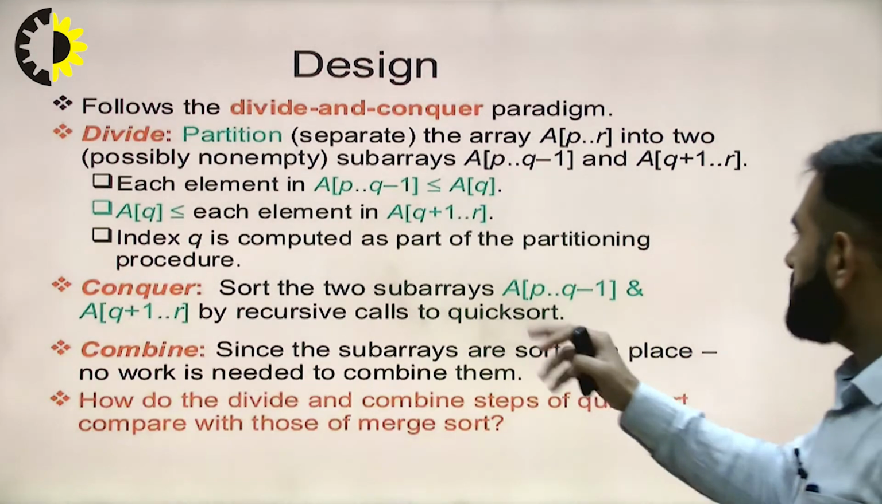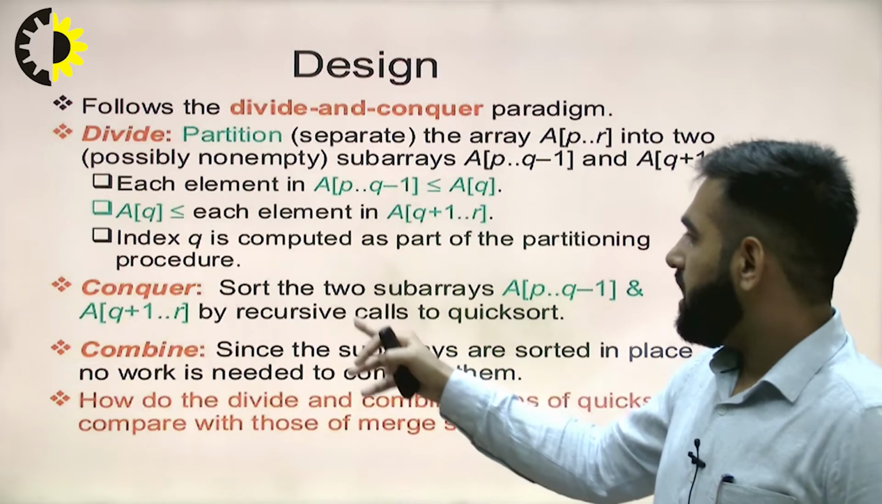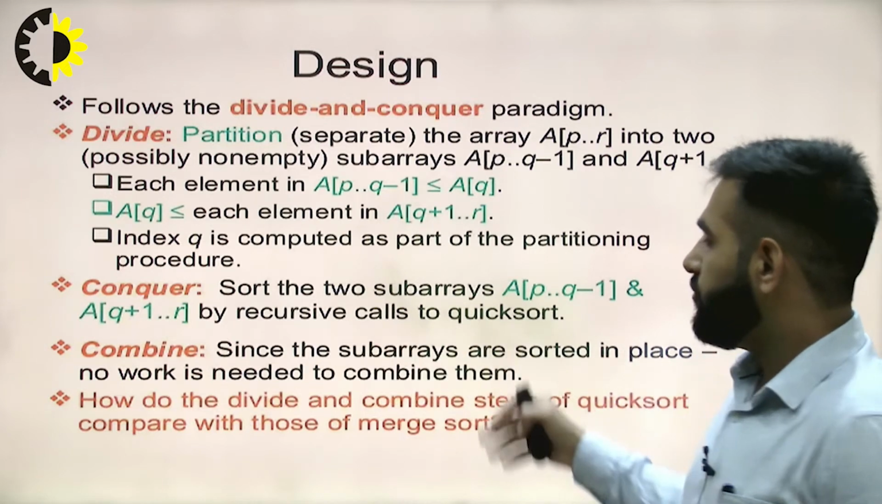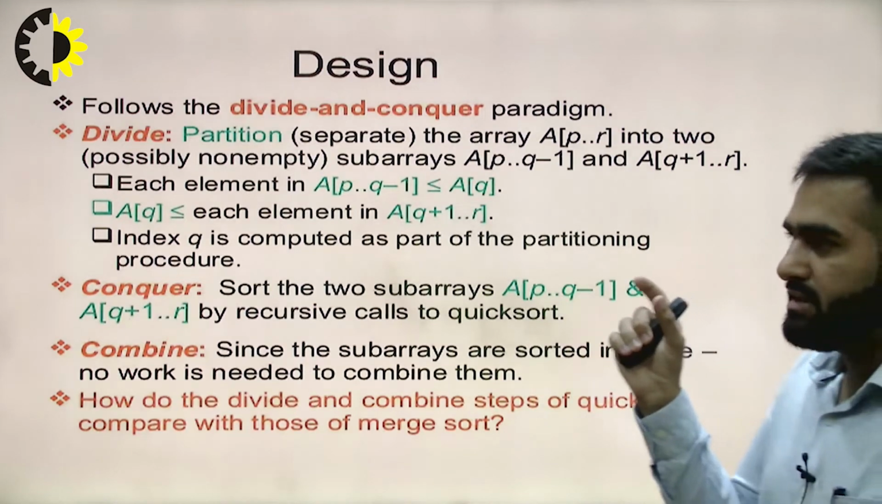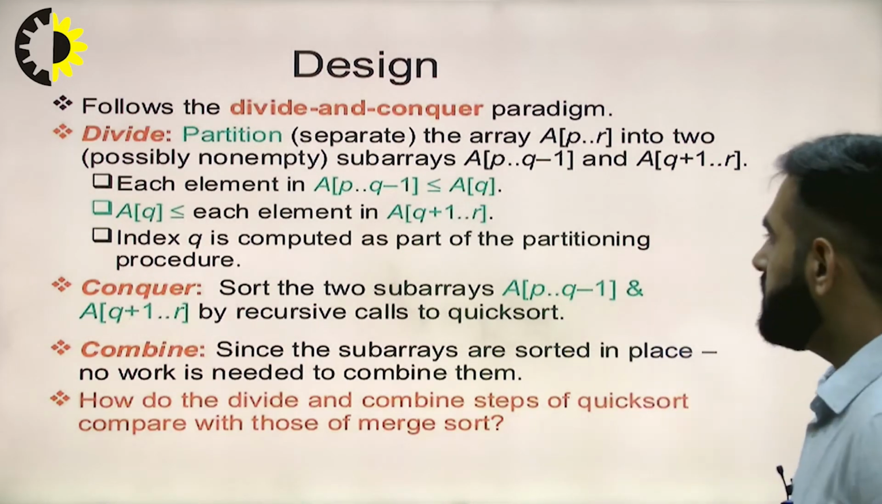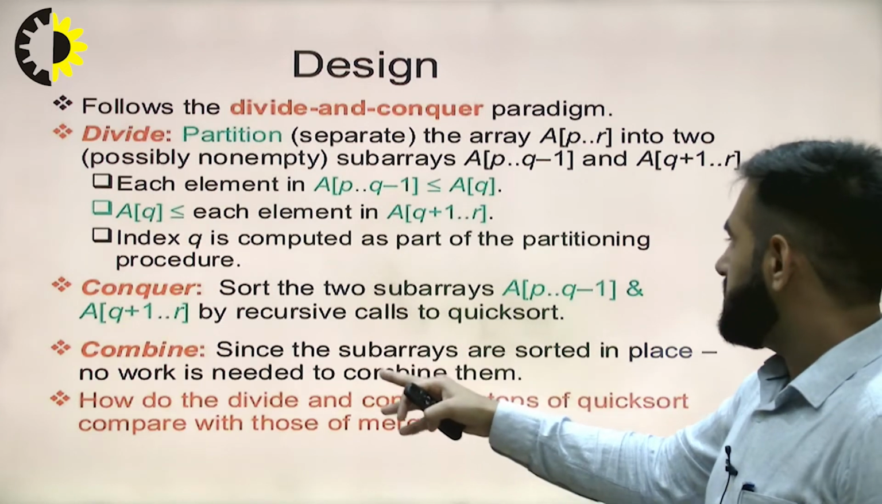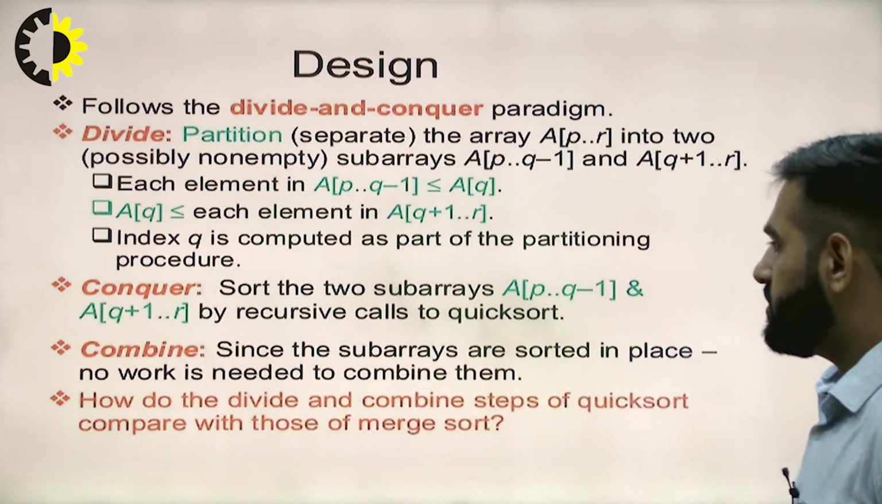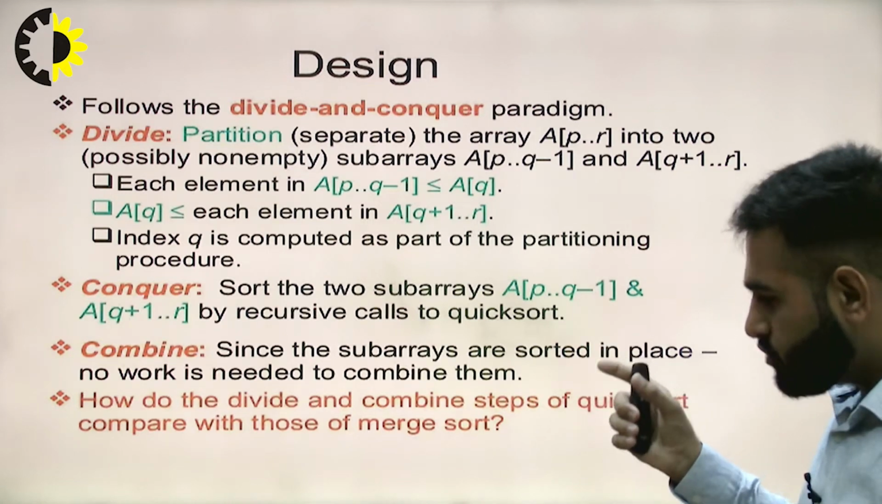Now, sort the two subarrays A[p..q-1] and A[q+1..r] by recursively calling quicksort. We will call quicksort recursively until we get the smallest element as a single element. Now, combine. Since the subarrays are sorted in place, no work is needed to combine them. It's an in-place algorithm, so we don't need to do any work to combine them.